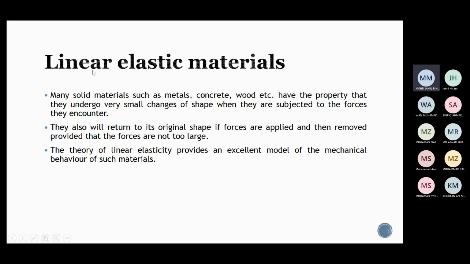So for linear elastic materials, many solids such as metals, concrete, and wood have the property that they undergo very small changes of shape when subjected to forces. For example, metal, when you apply force, will extend a little bit or change in shape a little bit. They also will return to their original shape when you remove the forces, provided that the forces are not too large. Okay. So the theory of linear elasticity provides an excellent model to describe these materials.